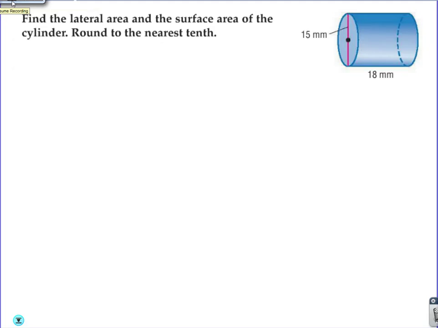First problem. Find the lateral area and the surface area. Let's start with the lateral area. Lateral area of a cylinder is equal to 2 pi RH.